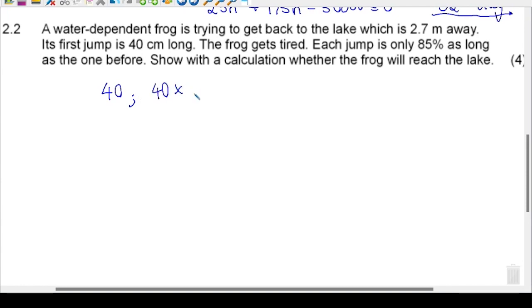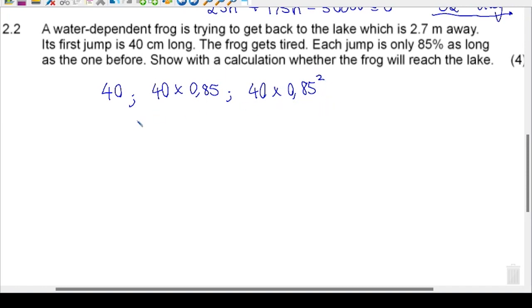85% is 0.85. So 0.85 times 40. And on the next one, it can only jump 85% of that. So each time it's jumping less and less. Each jump, sorry. So this one will be times 0.85 squared.